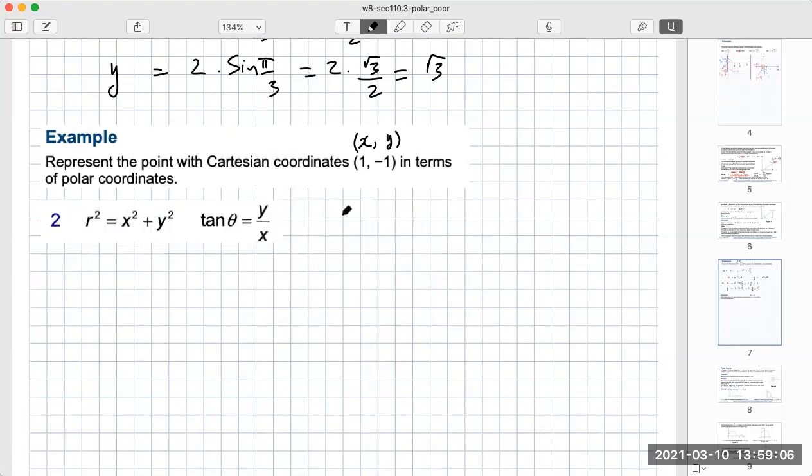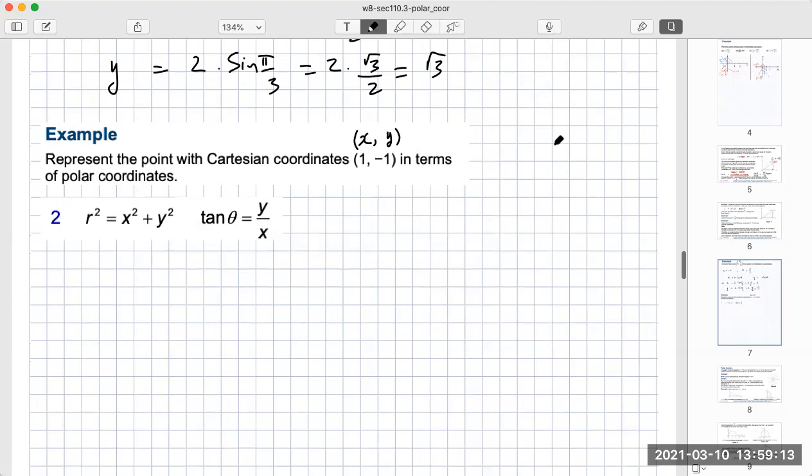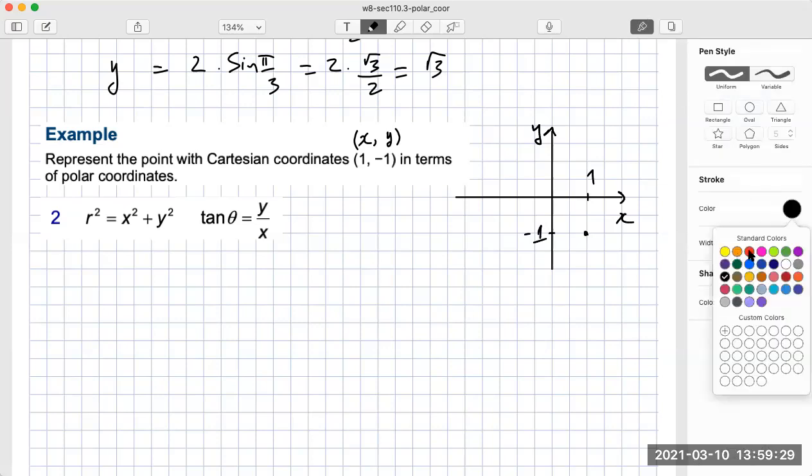So in Cartesian coordinates, it means that x will be 1 and y is negative 1, right? So we can draw it if you want. It is this point, right? Okay.